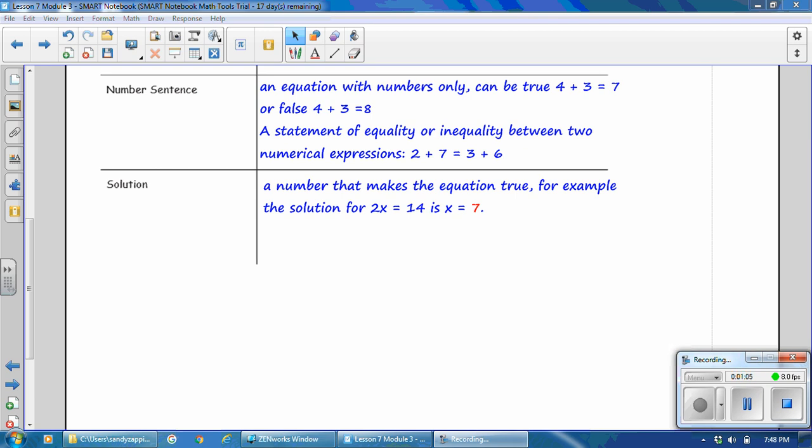A number sentence is also a statement of equality or inequality between two numerical expressions, such as 2 plus 7 is equal to 3 plus 6. And a solution is a number that makes the equation true. For example, the solution for 2x equals 14 is x equals 7. The solution is 7. Pause the video and copy the vocabulary terms into your notes.